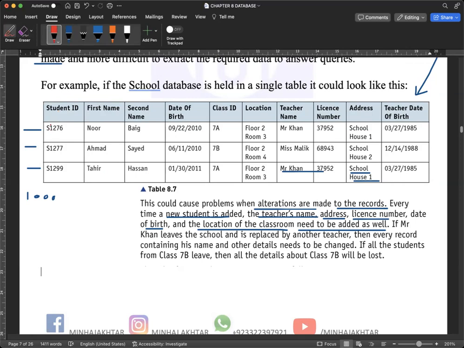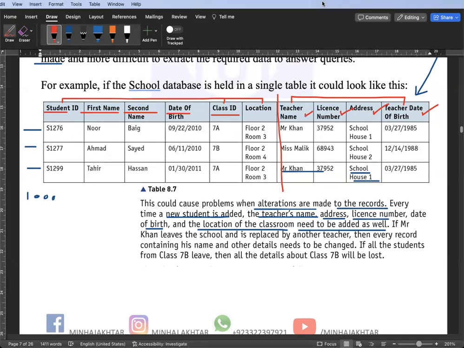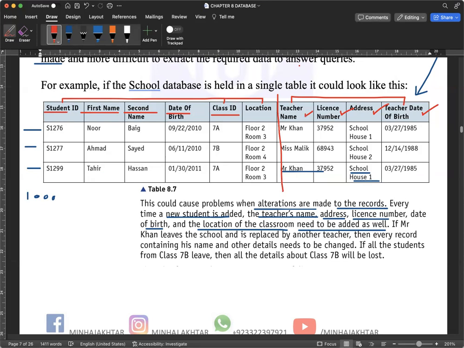Now, did you notice one thing in this database? We have a student's record, like student ID, first name, second name, date of birth, class ID. These all fields belong to the student, isn't it? And then you see teacher name, license number, address, and date of birth. These four fields are related to the teacher. This data is about the teacher, not about a student. And the starting six fields are related to the student. So it means in our single table, we have two things: the information about the teacher and the information about the student. Right or wrong? So this makes things very difficult to read, organize, manage, change. That is why we use normalization.